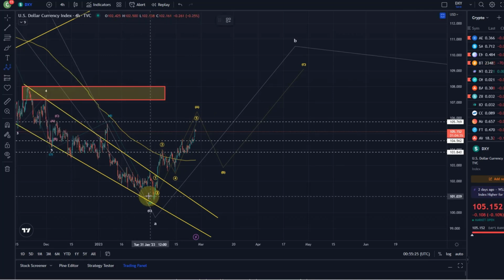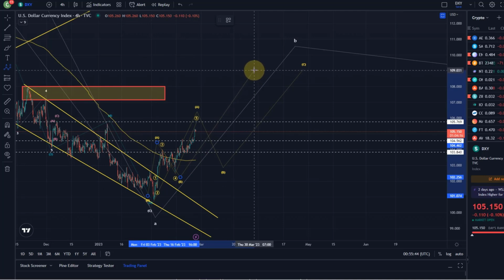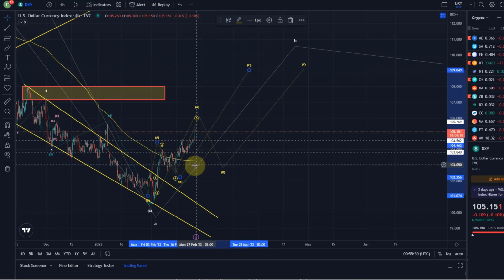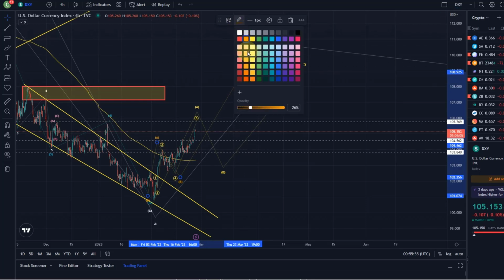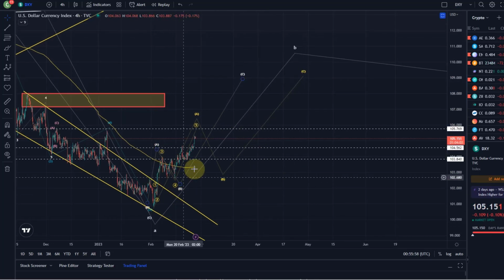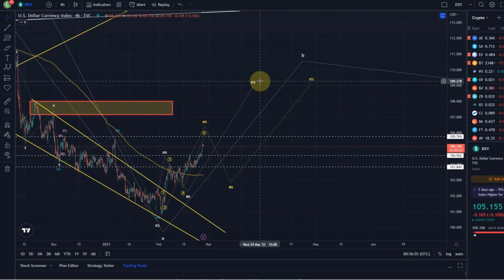The other count would imply that we've already seen here an A wave and a B wave. As you can see, 3 waves up in an A wave, 3 waves down in a B wave. I'm going to change the color in a minute. Then we could see a C wave rally in 5 waves to the upside, and that could be quite a significant one. You might ask, where's the difference? I'm going to show you. First, let's put it in white: ABC. This C wave would of course unfold in 5 waves.